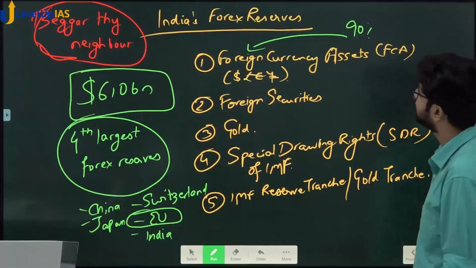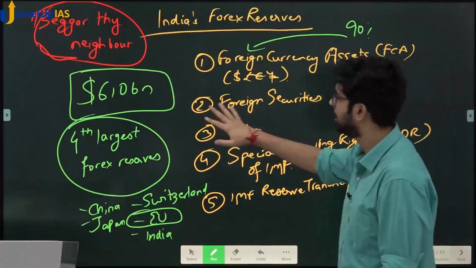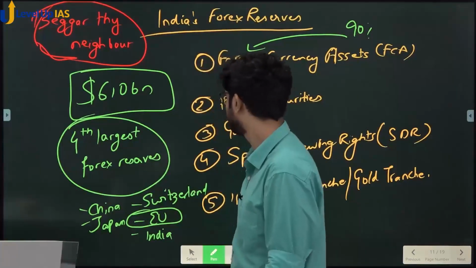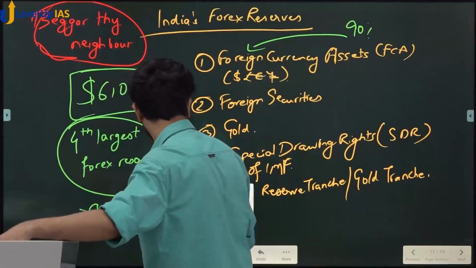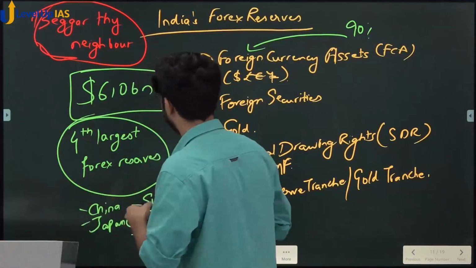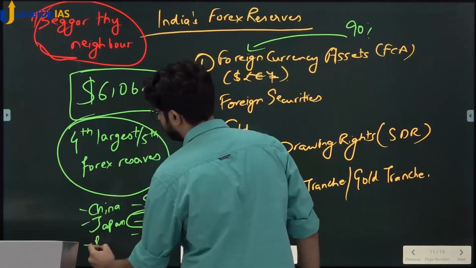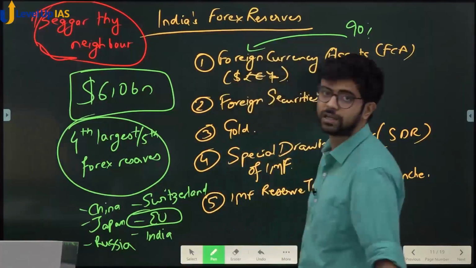Then we also saw India's forex reserves as these 5 components. Majorly, this is the component, currently 608, 610. Fourth or fifth, it keeps on changing. Russia is also there with us in our journey, so I will write Russia also here. Fourth or fifth. Russia is also here when we speak about the countries with highest forex reserves.